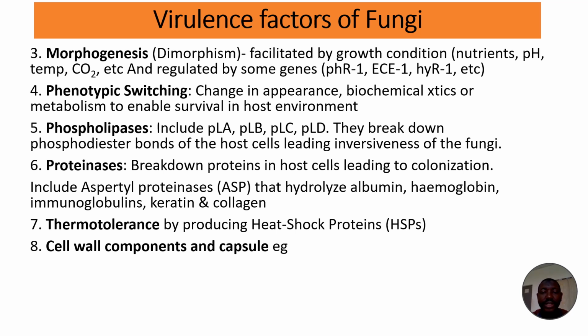They generally prevent phagocytic destruction by the host cells. Examples are alpha glucan, beta glucan, and glucuronoxylomannan. All of these help the fungi to evade phagocytosis. They help the fungi to resist phagocytosis by the host cells.